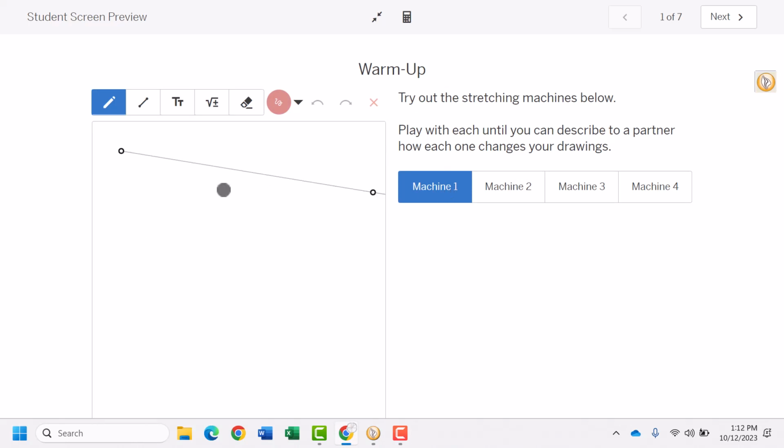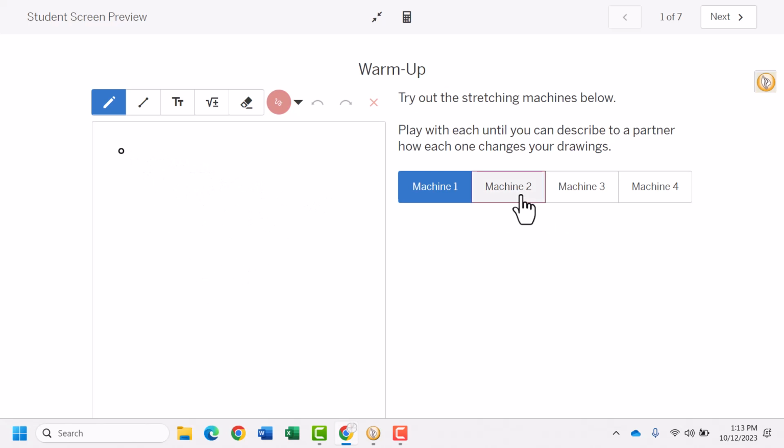We'll try machine number 1. Now imagine that in the upper left, that point that's not moving is the center of dilation. My gray dot is going to be my original image, and I can see that there's another dot that's moving on the far right that looks like it's about twice as far from the fixed dot as the gray dot is. So as I bring the gray dot to, let's say about a centimeter away from the fixed dot, the other open circle is twice the distance away. That's what it looks like happens no matter where I move my gray dot.